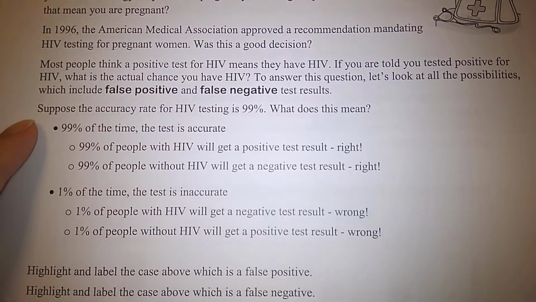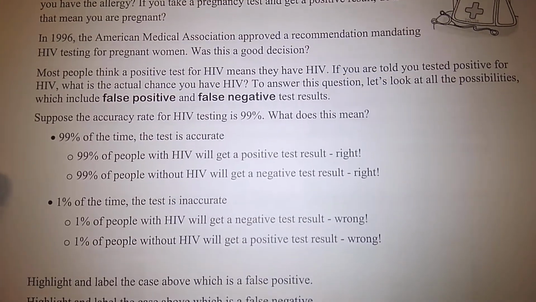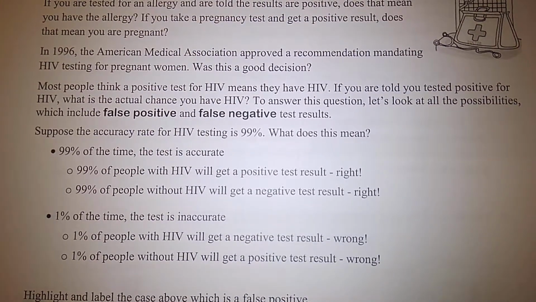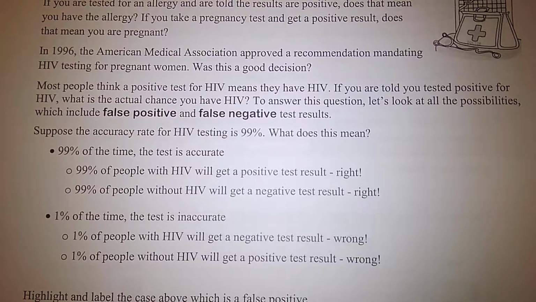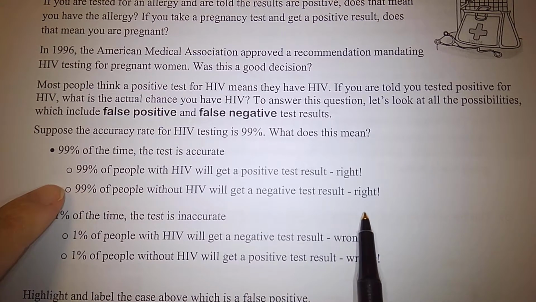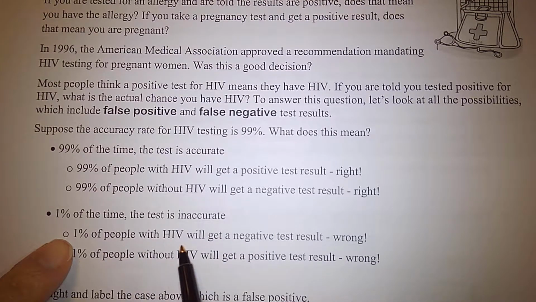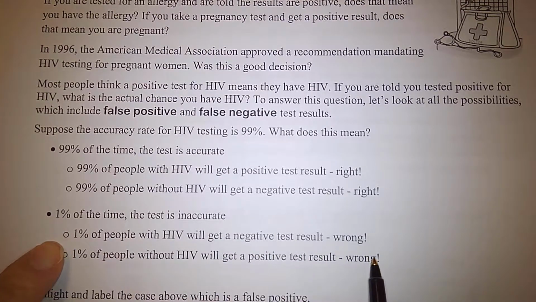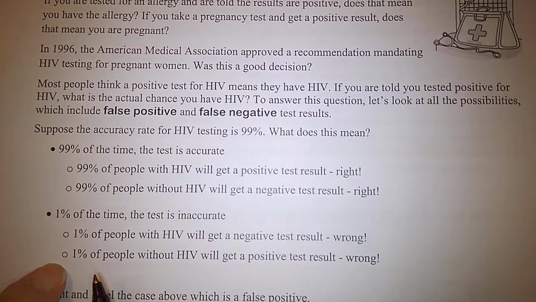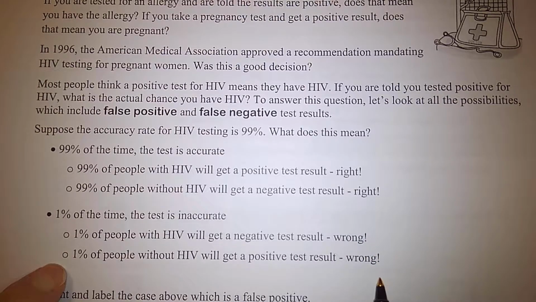Suppose the accuracy rate for HIV testing is 99%. What does this mean? 99% of the time the test is accurate. 99% of people with HIV will get a positive test result, right? 99% of people without HIV will get a negative test result, right? 1% of the time the test is inaccurate. 1% of people with HIV will get a negative test result, which is wrong, and 1% of people without HIV will get a positive test result, which is wrong.